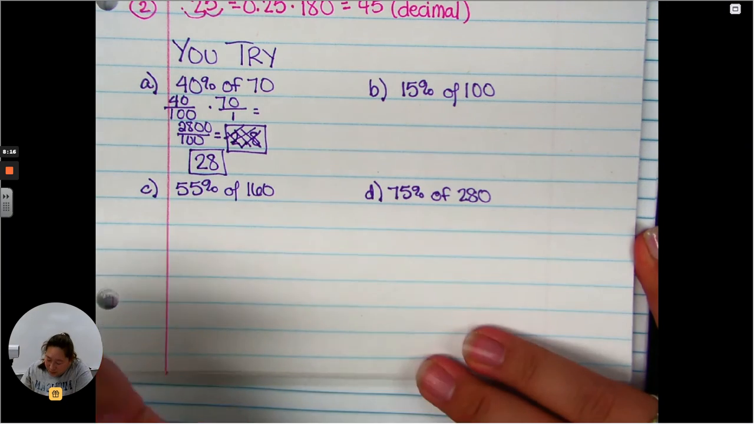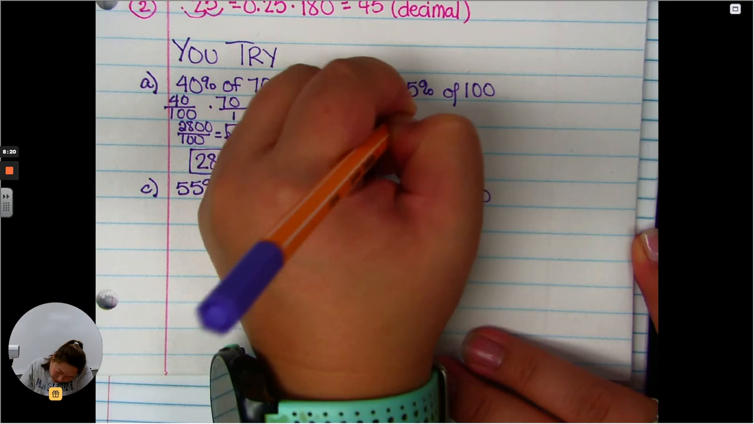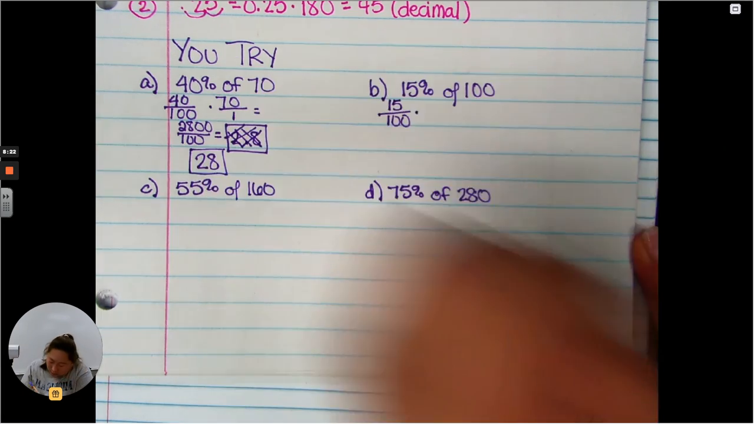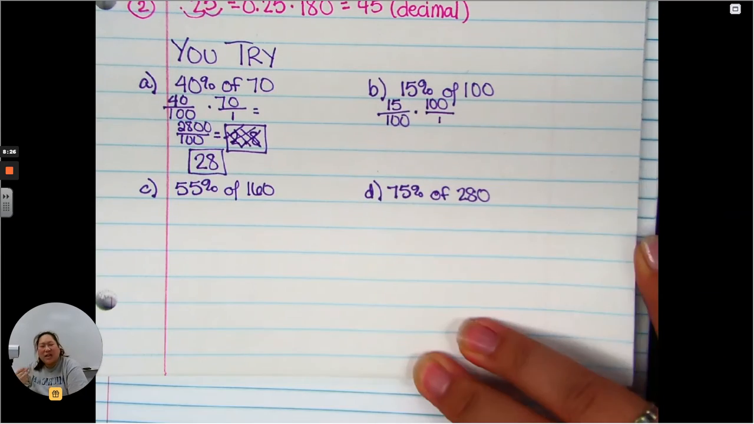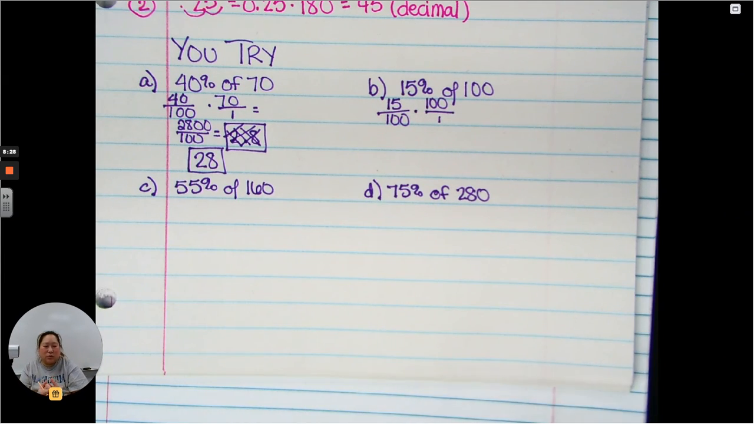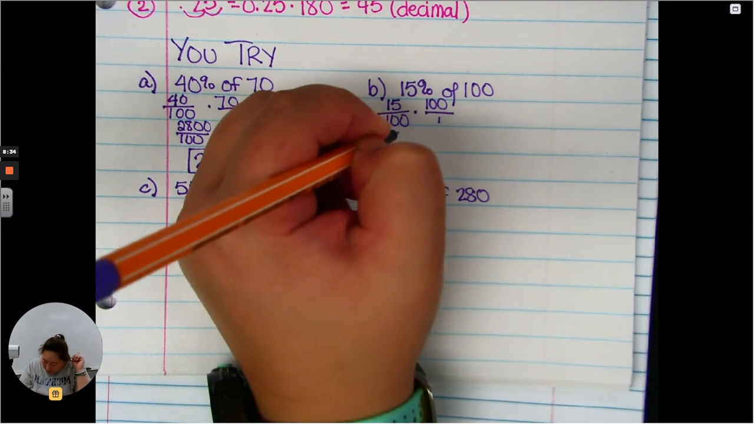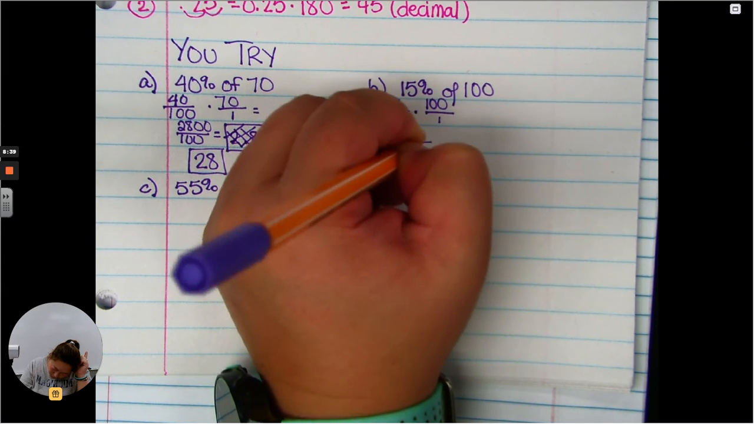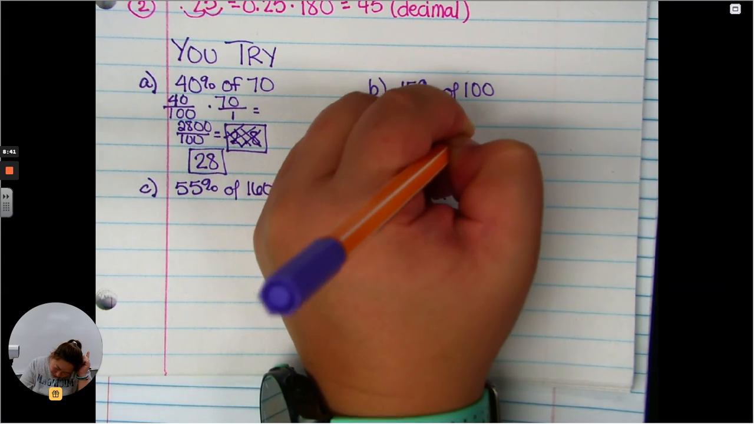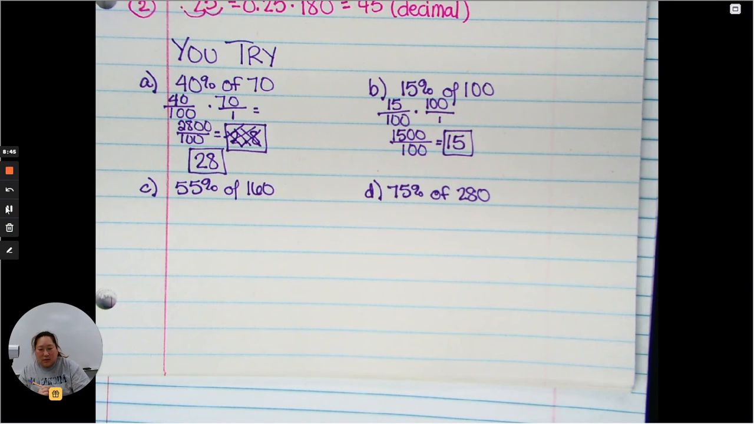Okay, B, 15% of 100. 15 over 100 of 100. Remember, it's over 1. I like doing these because this gets me really used to multiplying fractions and when we do proportions. Okay, so it's going to be 1,500 over 100, which is just going to give me 15. Okay, good.